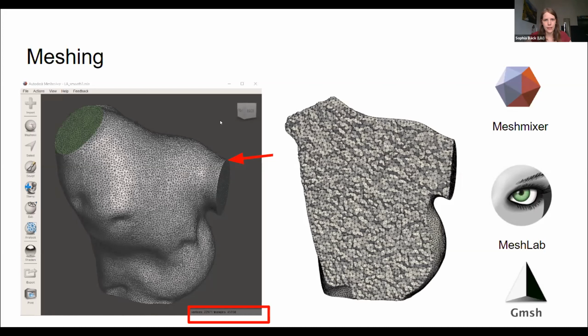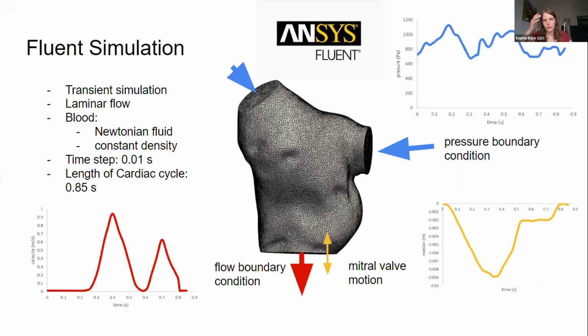Can you go to the next slide? Yes, thank you. In the next step, we used the mesh that we created and opened it in ANSYS Fluent to do the CFD simulations. We simulated the blood flow as a transient simulation, which means that we simulated it over time. We assumed that the blood flow in the left atrium was laminar, with blood as a Newtonian fluid and a constant density. The time step of our simulation was 0.01 seconds, and since the length of the cardiac cycle was 0.85 seconds, we had 85 time steps in our simulations.